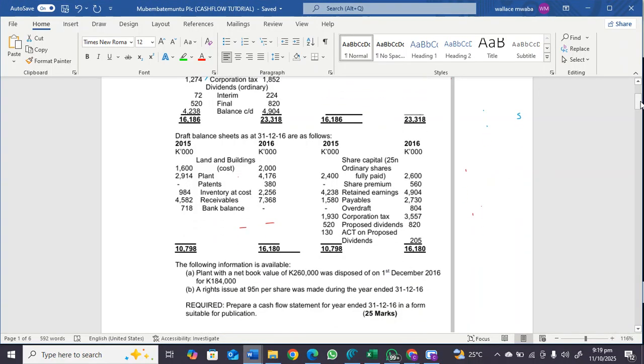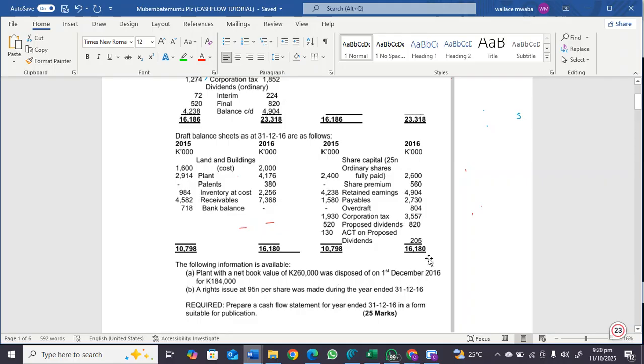Let me just read the remaining information. It says the following information is available. Plant with a net book value of 260,000 was disposed of on 1st December 2016 for 184,000. A rights issue at 95 Ngwe per share was made during the year ended 31st December 2016. So, we're required to prepare a cash flow statement for the year ended 31st December 2016 in a form suitable for publication.